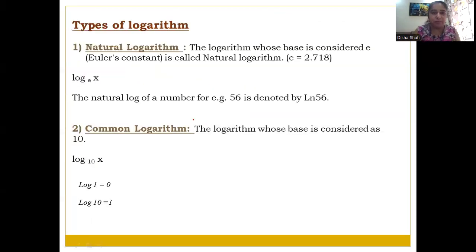Logarithms are of two types. One is natural log and one is common log. When logarithm was invented, it all started with natural log. So it is the logarithm whose base is considered as e. Now what is this e? e is an alphabet of the world of physics which is called Euler's constant, and that is called natural log. The approximate value of e is 2.718.